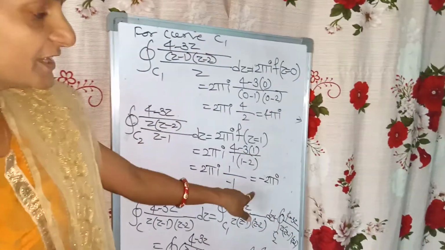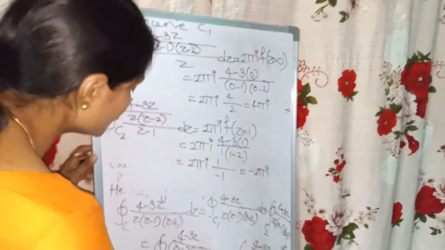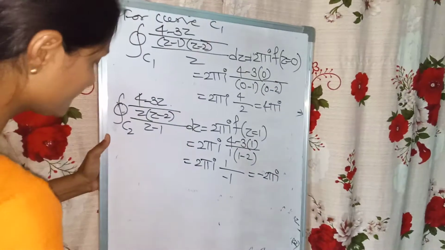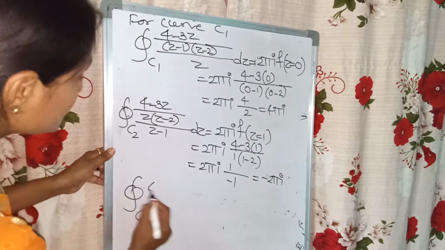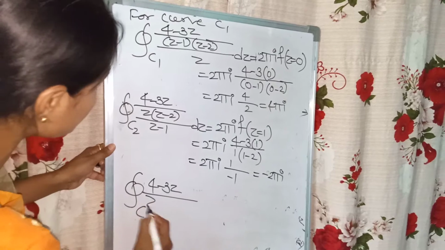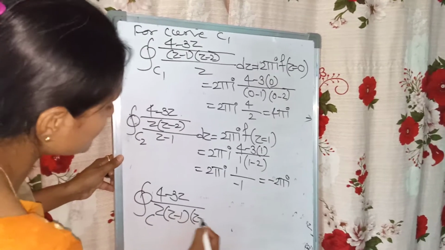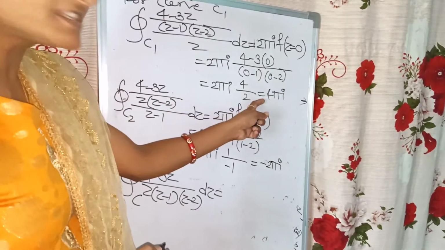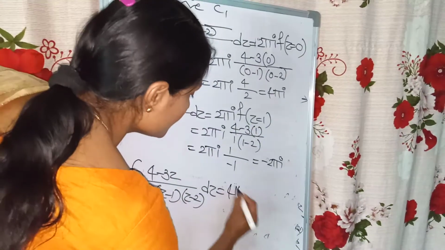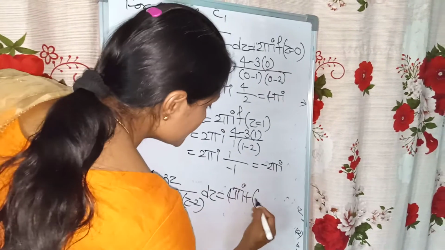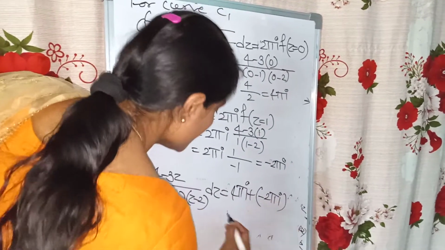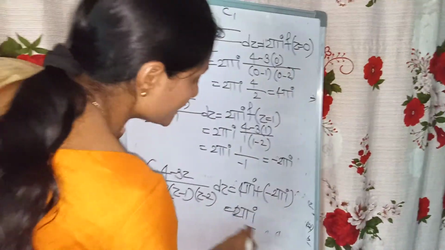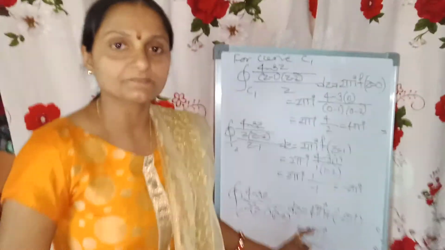Let us add the two integral values and hence you will get the final result. I will write that. The integral over closed curve C of (4 minus 3z) by (z minus 1)(z minus 2) dz will be the integral over C1, that is 4 pi i, plus this value, minus 2 pi i, which is lastly nothing but 2 pi i, which is your required answer. Thank you.